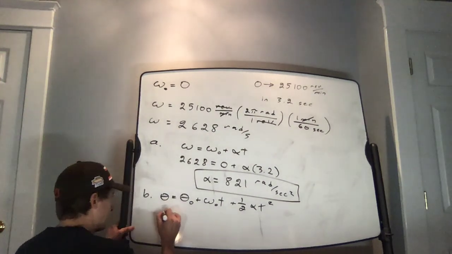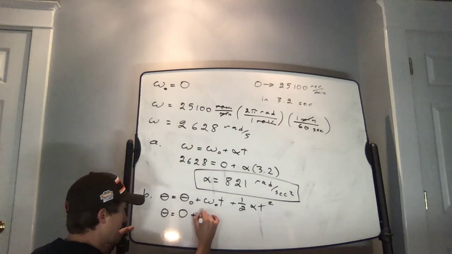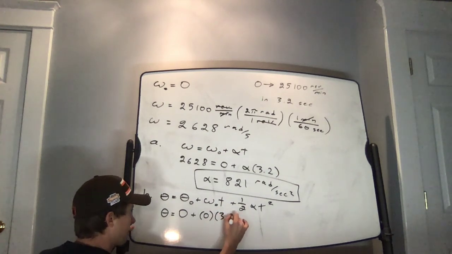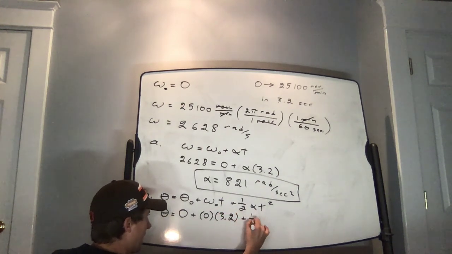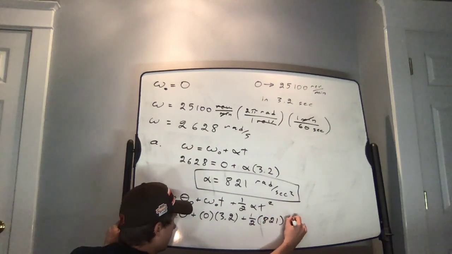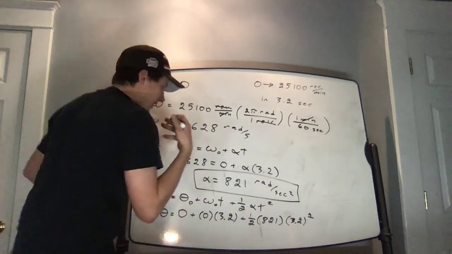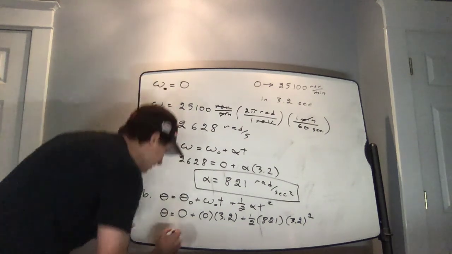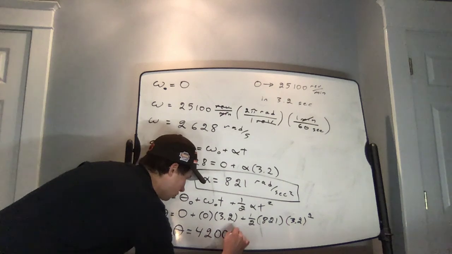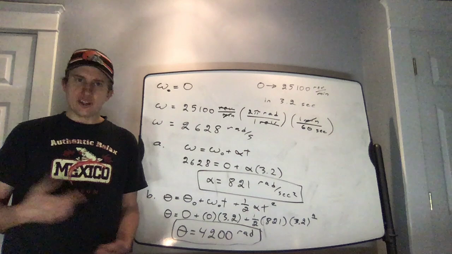I would then say the final angle of the dentist drill is equal to 0 plus omega initial, we set as 0. It's initially not spinning. 3.2 seconds for time, plus 1/2 times the angular acceleration that we found, 821 times 3.2 squared. And if I solve this in a calculator, I find that the angle that the dentist drill has spun is 4,200 radians.